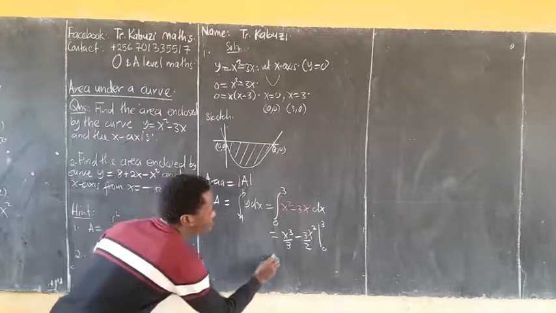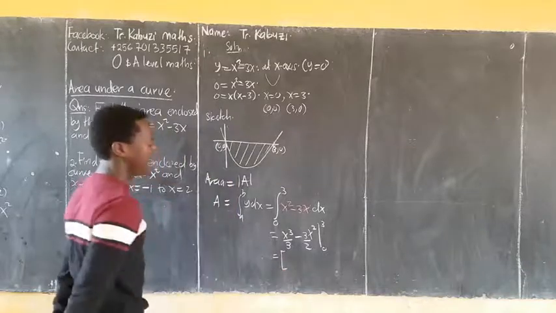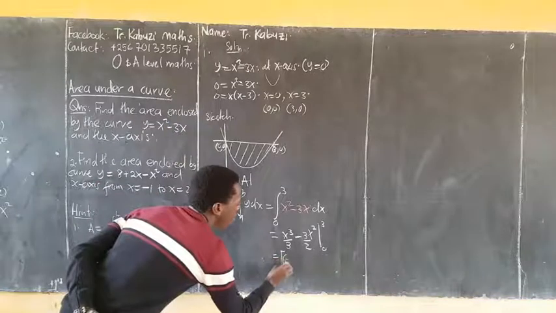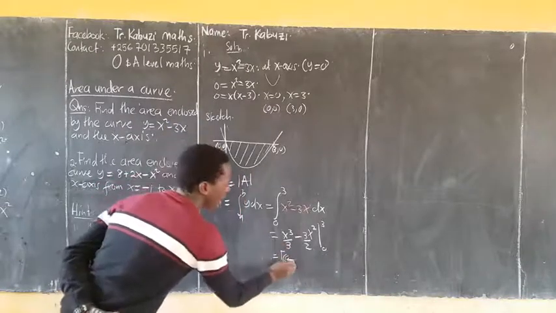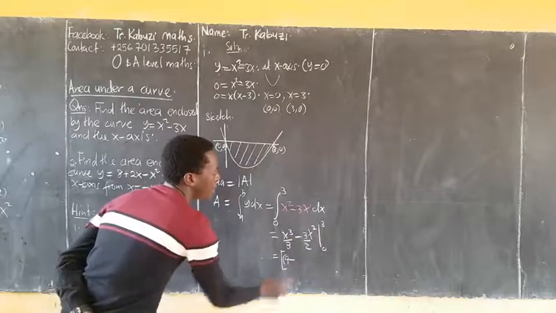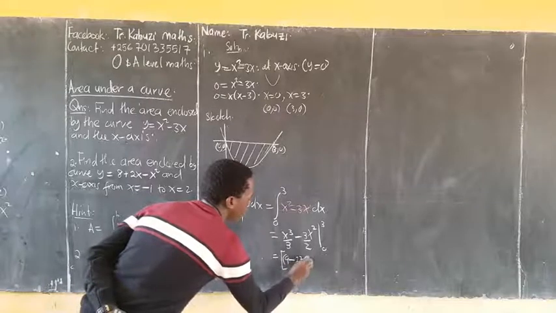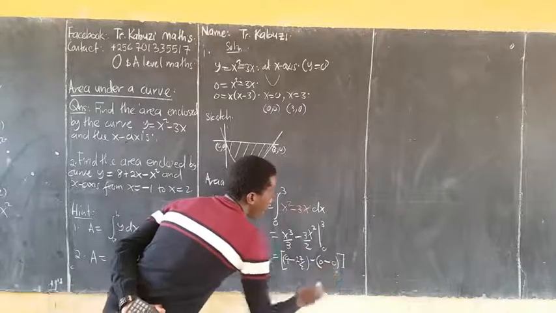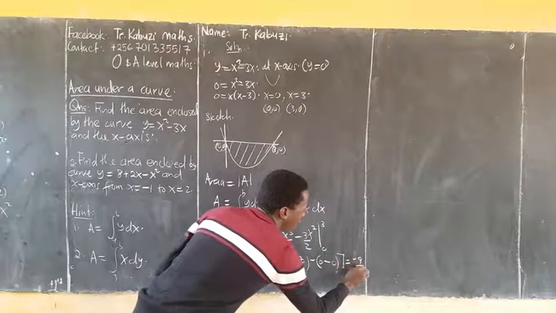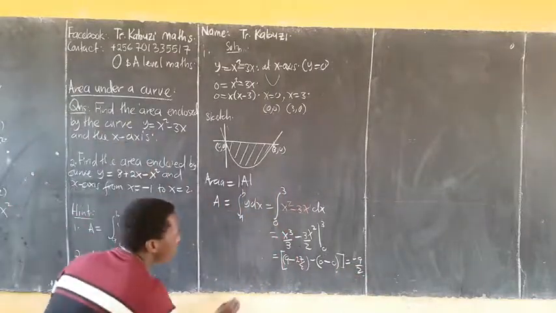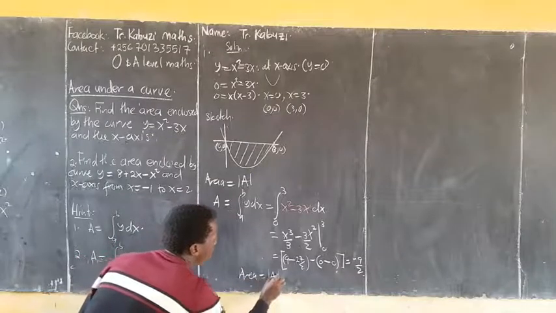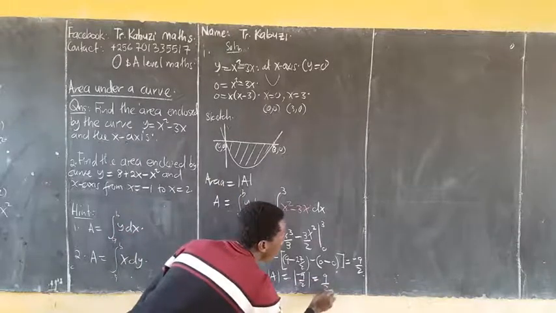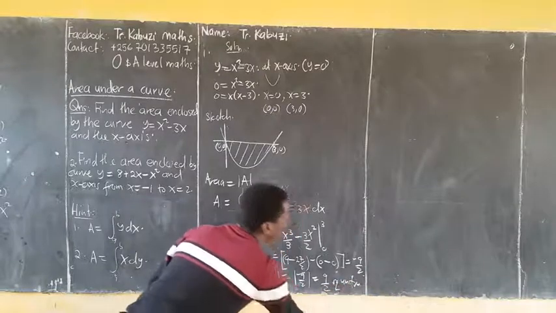Now we substitute the limits, starting with the upper limit. When I put in 3, I have 27 divided by 3, that's 9, minus 3 times 9, that's 27 over 2. Then minus, when I put in 0, I get 0. The answer here is negative 9 over 2. My area can't be negative, therefore my area, the modulus of A, is the modulus of negative 9 over 2, which becomes 9 over 2 square units. That's how I can do that.